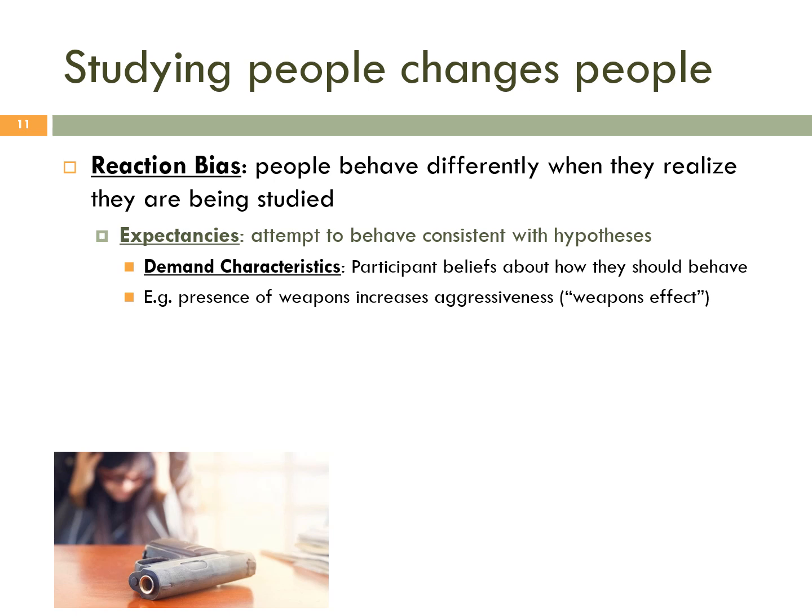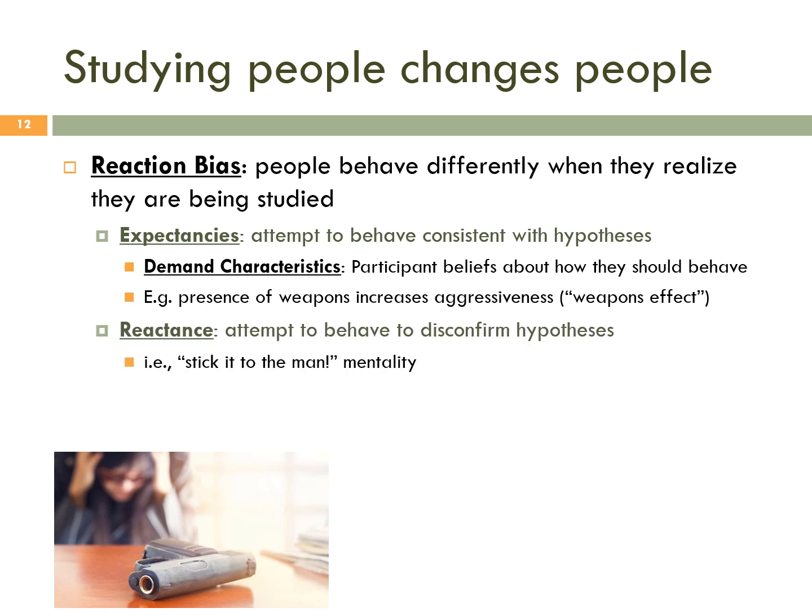Well, I'm going to be as nice as possible because I'm going to go through reactance. This is the attempt to disconfirm the hypotheses. They say, I know what the participant's studying, but I'm not going to go along. I'm not going to be a sheep with this. I'm going to stick it to the man, and I'm going to do the opposite. It isn't what the person would normally do.